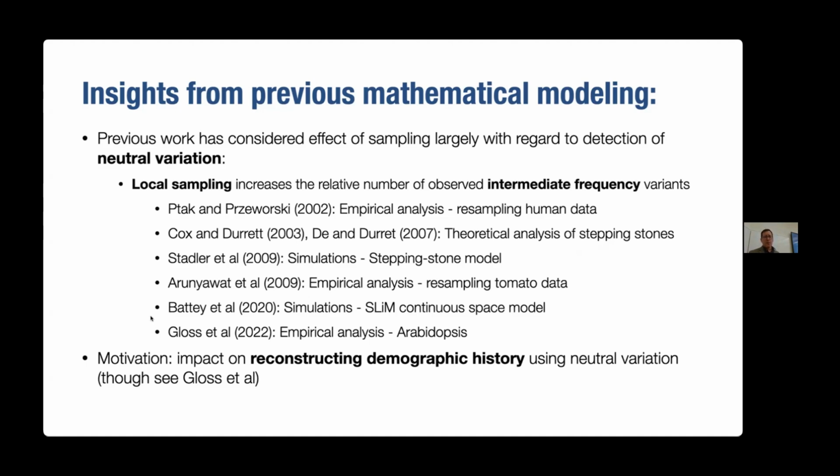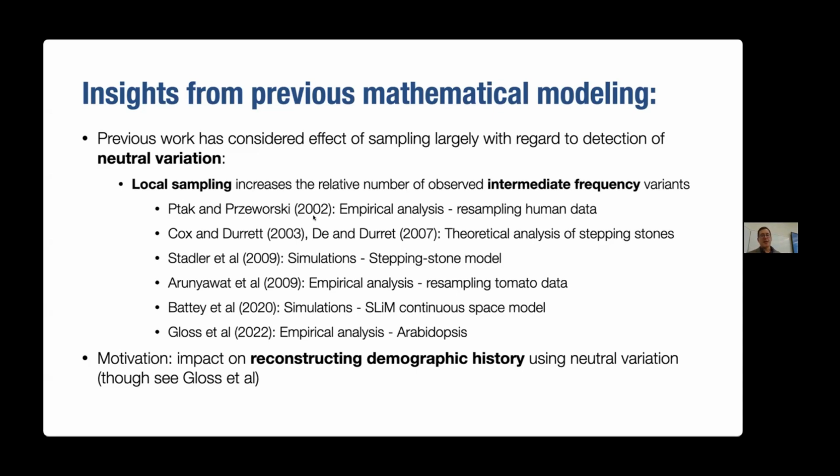Okay, so there's some relevant previous work in the context of looking at neutral variants, largely driven by an interest in understanding how we can reconstruct the past. The abundance of rare variants versus common variants can tell you something about whether a population has been growing or not, or whether it's been through bottlenecks. So a number of geneticists interested in the human past or the past of other species ask themselves, if we sample just locally versus broadly, how much is that impacting our discovery of these different categories of variants? Because that's going to impact how we reconstruct the past. And in those cases, they found that local sampling tends to increase the relative number of intermediate frequency variants you get over rare ones.